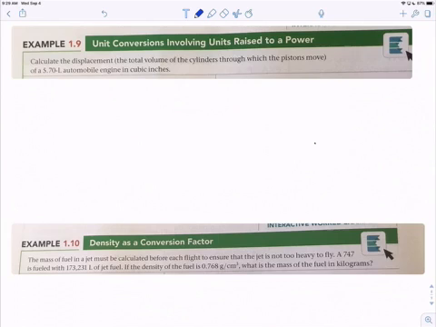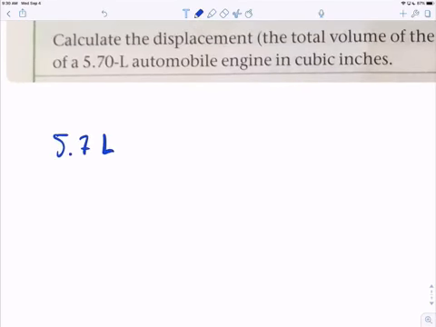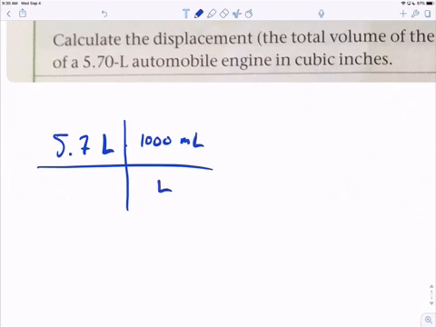Okay, now that we've done unit conversions, ever so fun unit conversions, let's do unit conversions that involve powers. So what is the displacement of a 5.7 liter engine in cubic inches? So 5.7 liters is where we start off. And the book is doing the same thing. 1,000 milliliters to a liter.